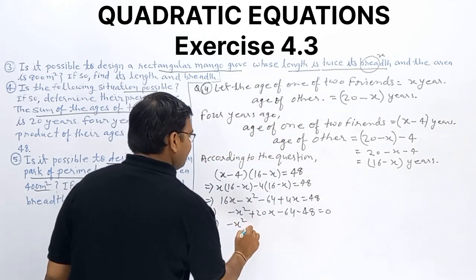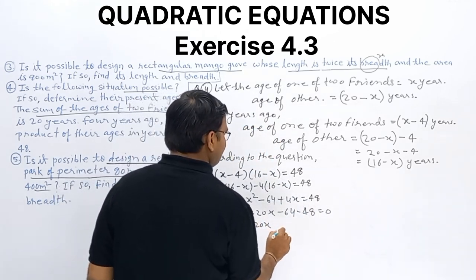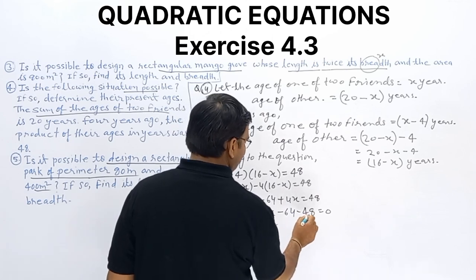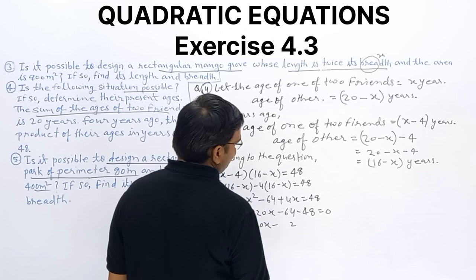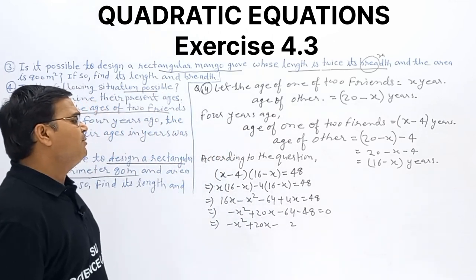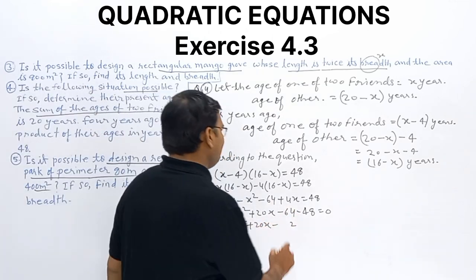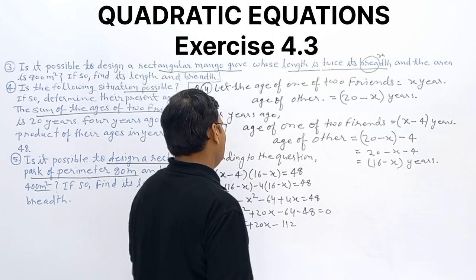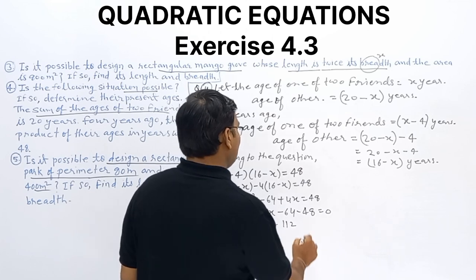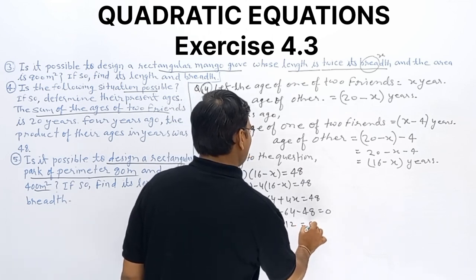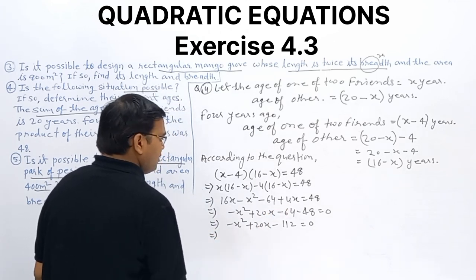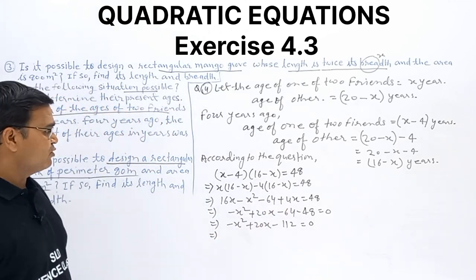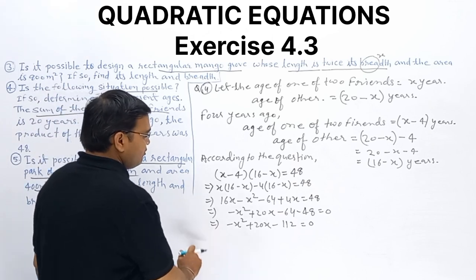Minus x square plus 20x minus, what is this one? 8 plus 4 is 12, 1 is remaining. 6 plus 4 is 10, 10 plus 1 is 11. Clear? Equal to what? 0. Take minus as common, or we want to check first, so we will check this one or compare.